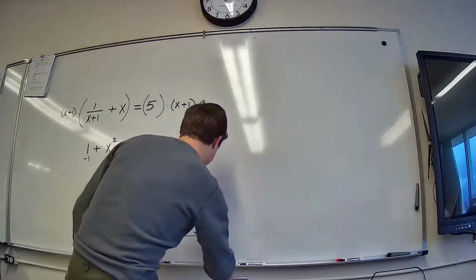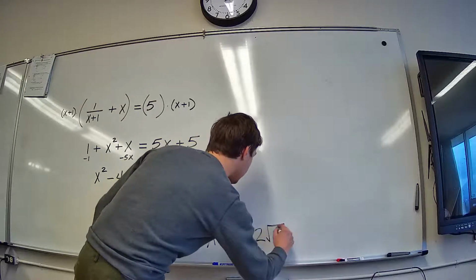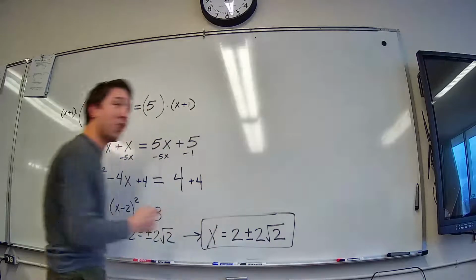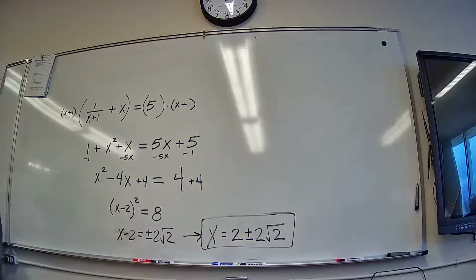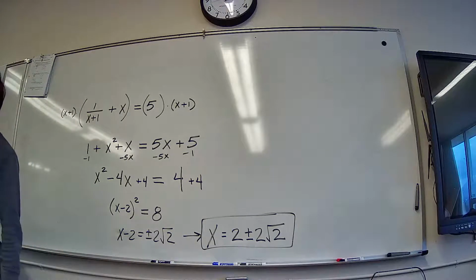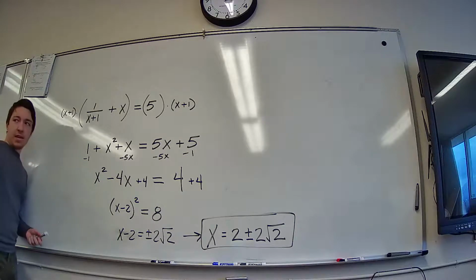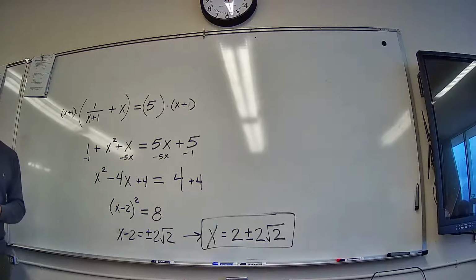So look at this number, guys. If this number doesn't make you happy, I don't know what to tell you. 2 plus 2 root 2 and 2 minus 2 root 2. Shout out to Taylor. Because you've got a 2 and then 2 root 2s, there's no real way to simplify. You can maybe factor out the 2 and write it as 2 times the quantity 1 plus root 2, but that doesn't really help.